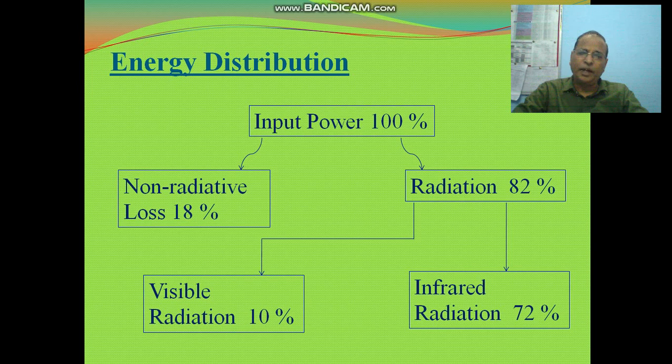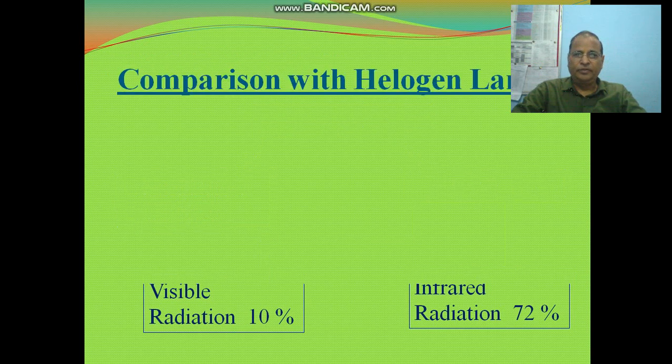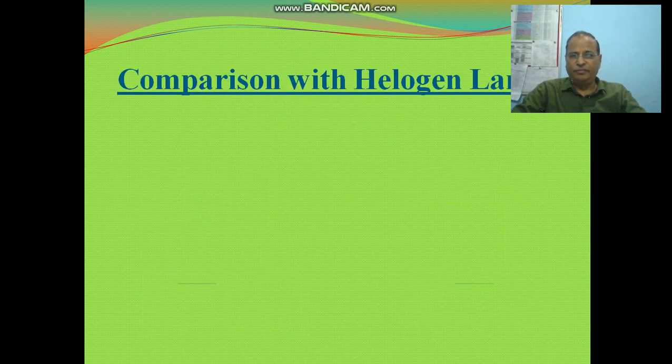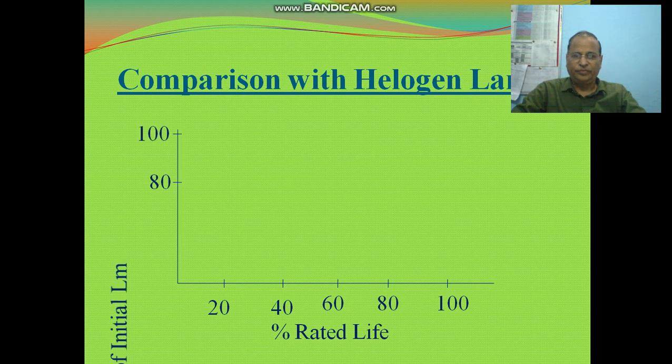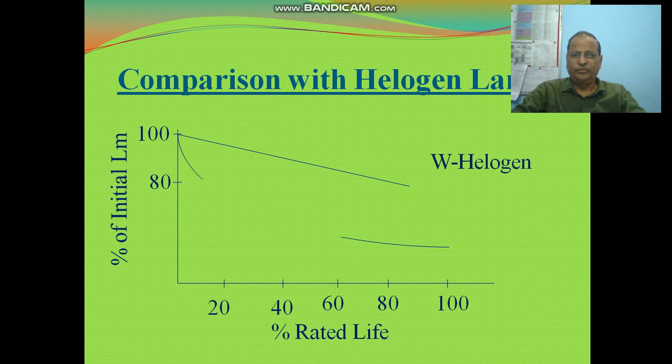If you go for the comparison of this visible radiation of 10% of this lamp with a halogen lamp, for the same wattage of halogen, the percentage initial lumen is less.